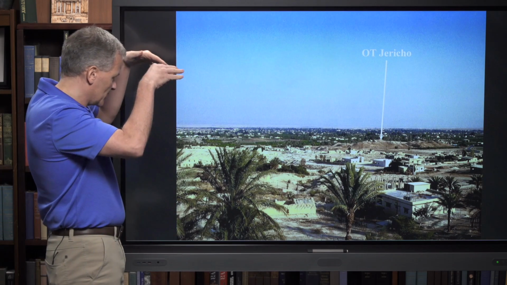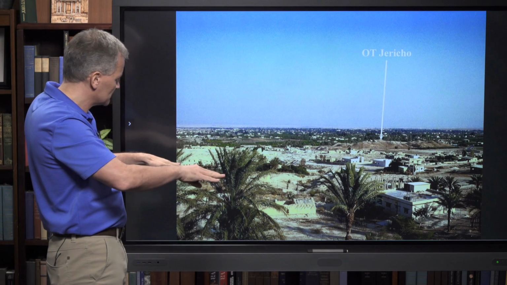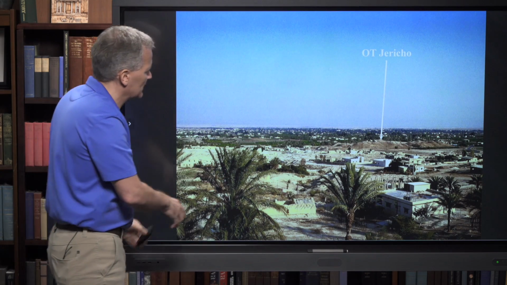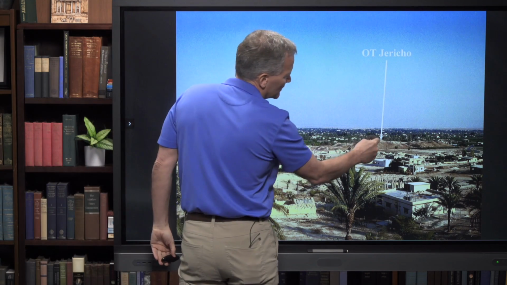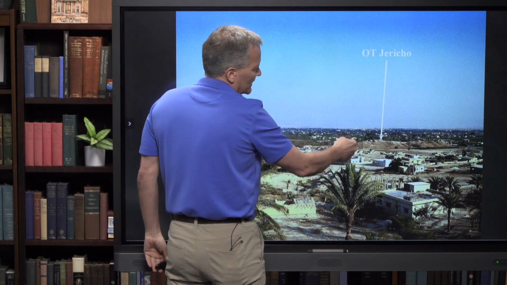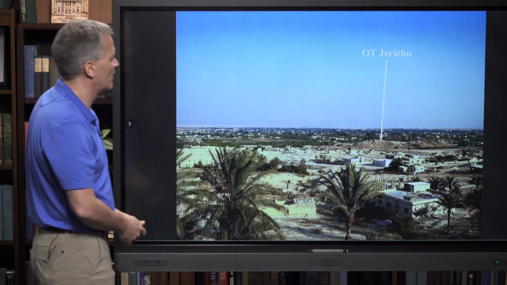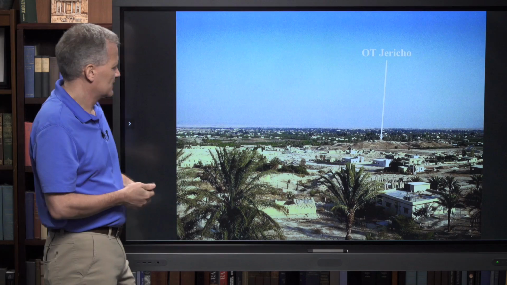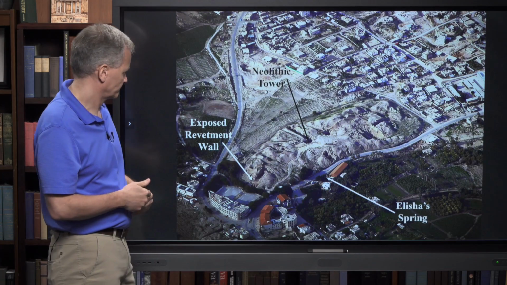And now our view is even closer to the earth, to the ground, and we can see some of the elevation of Old Testament Jericho. So all of this brown color is Tel Jericho. Again, very small in relation to other ancient cities and certainly modern cities.